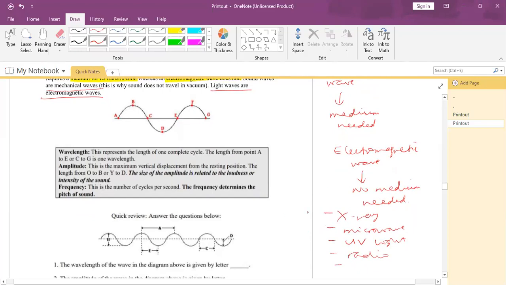They're all examples. Okay. They can ask you some examples. Okay.